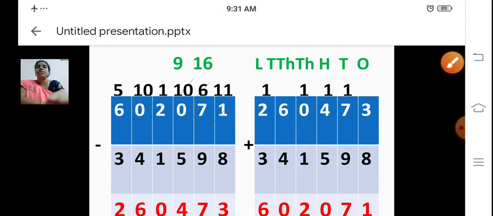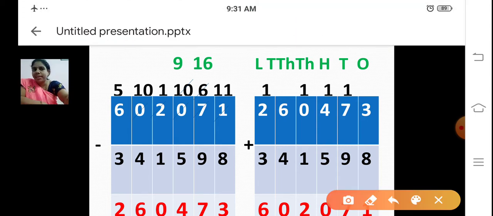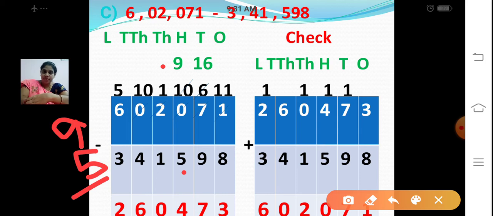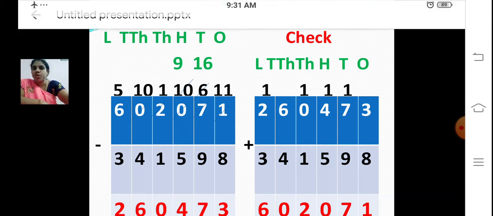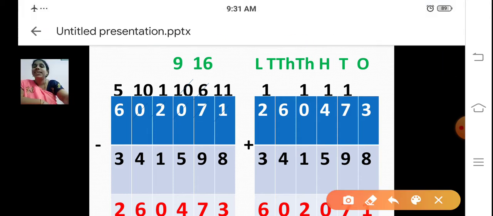7 tens. Now let's move on to the hundreds place. What number are you having in the hundreds place? 9. So 9 minus 5. 900 minus 500. 9 minus 5: after 5, 6, 7, 8, 9. So 400. Right, 400. Now let's move on to the thousands place. What number are you having in the thousands place? 1. 1 minus 1. Yes, 0. Write down 0.